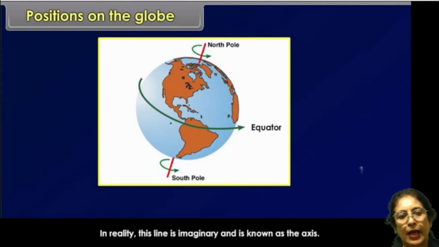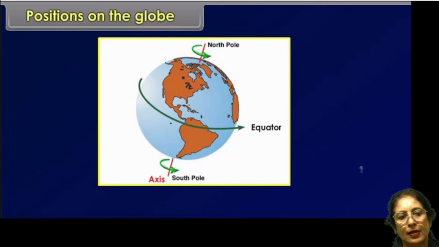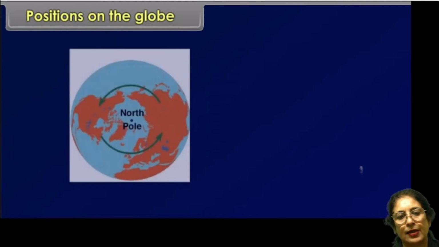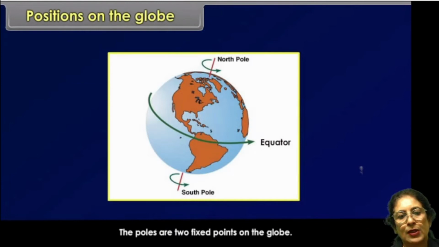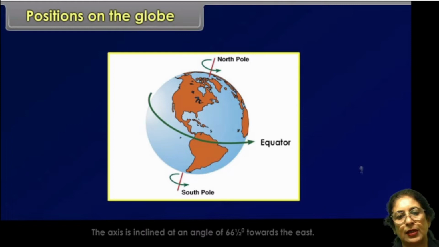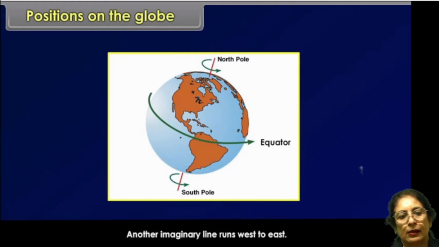In reality, this line is imaginary and is known as the axis. The globe rotates on its axis. The two ends of the axis are called poles, North Pole and South Pole. The poles are two fixed points on the globe. The axis is inclined at an angle of 66.5 degrees towards the east.